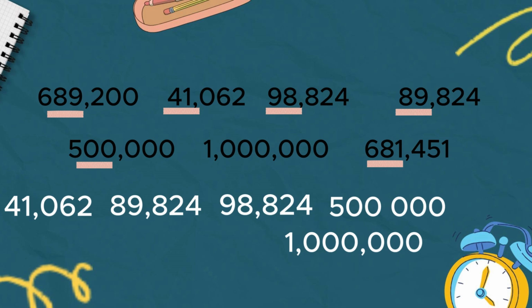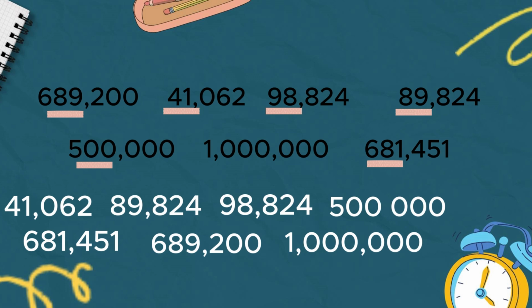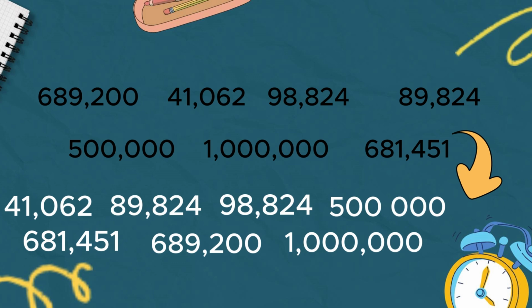Next is 681. So this number comes after. It is placed after 500,000. And the last number for this group with thousands period is 689,200. Of course, 1 million is in the last order. So kids, this is arranged from least to greatest. From this to this.